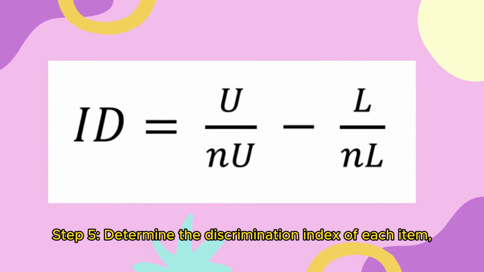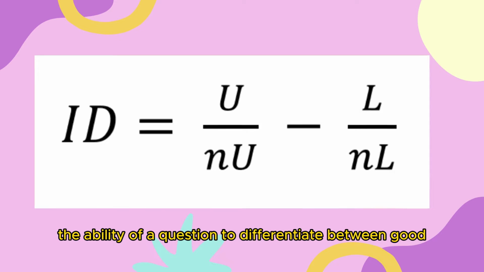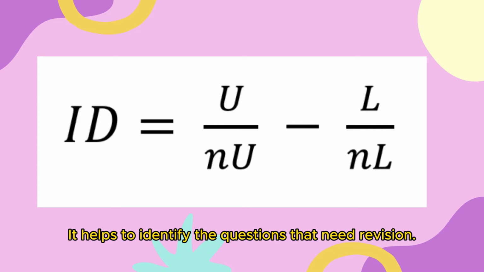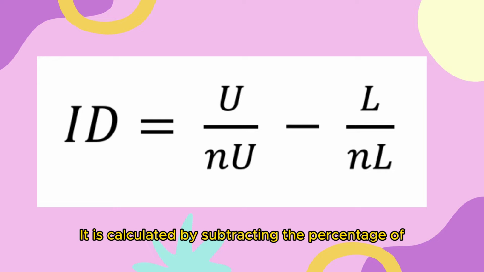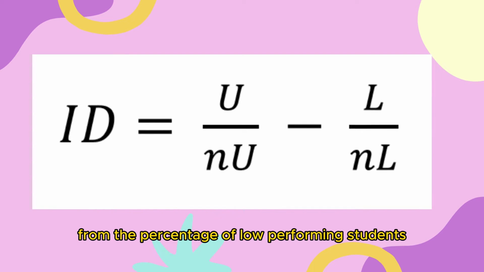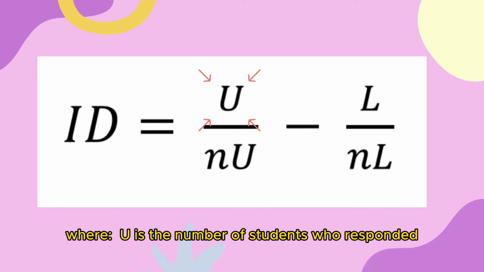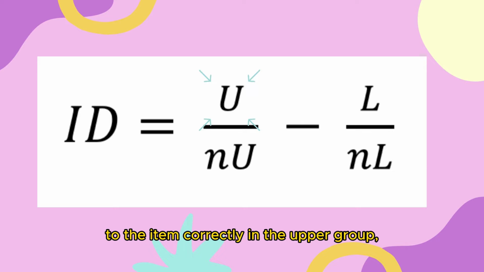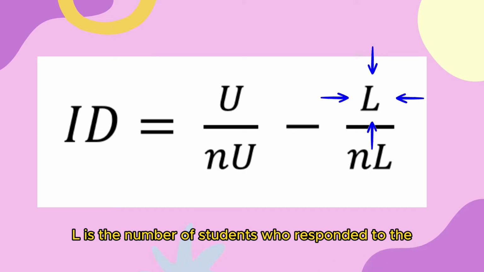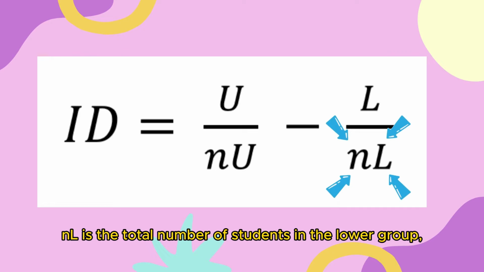Step 5. Determine the discrimination index of each item. The discrimination index determines the ability of a question to differentiate between good and poor students. It helps to identify the questions that need revision. It is calculated by subtracting the percentage of low-performing students who answered the item correctly from the percentage of high-performing students who answered the item correctly, where U is the number of students who responded to the item correctly in the upper group, NU is the total number of students in the upper group, L is the number of students who responded to the item correctly in the lower group, and NL is the total number of students in the lower group.